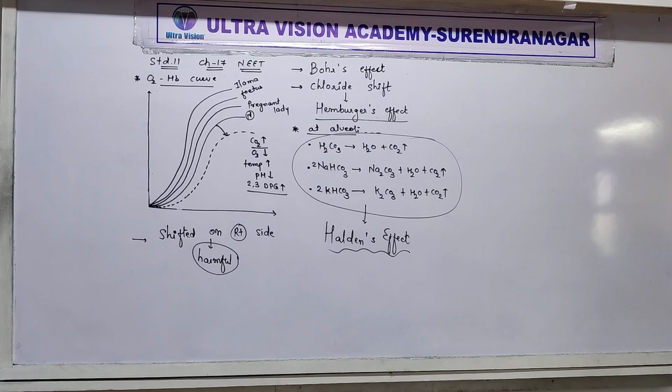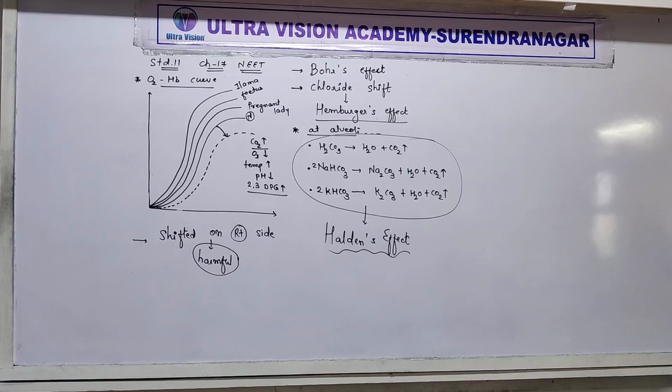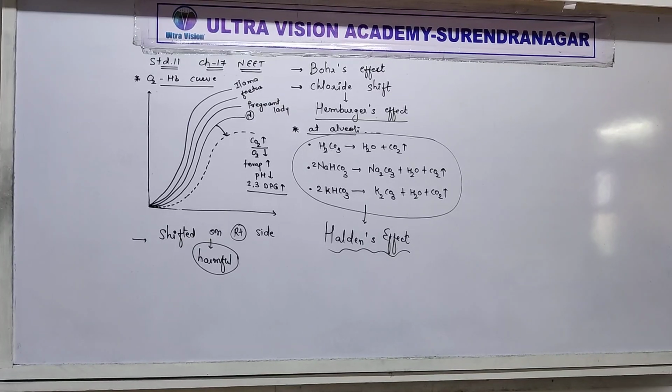What is Bohr's effect? CO2 increases in the tissue blood. At that time, dissociation of oxyhemoglobin promotes the exchange of O2 in tissue, that is known as Bohr's effect. CO2 comes back to the blood and is transported through blood. At that time chloride shifting occurs, that is known as Hamburger effect.